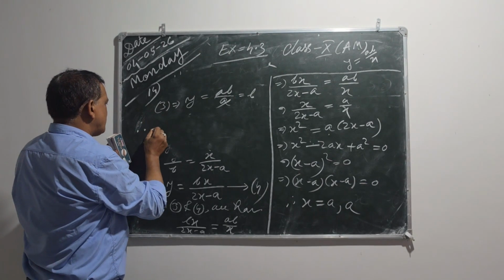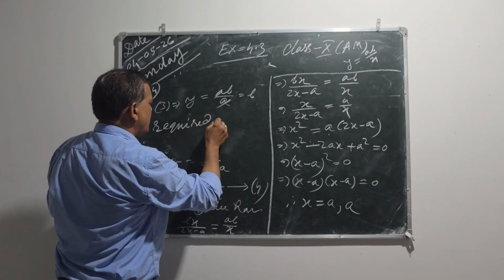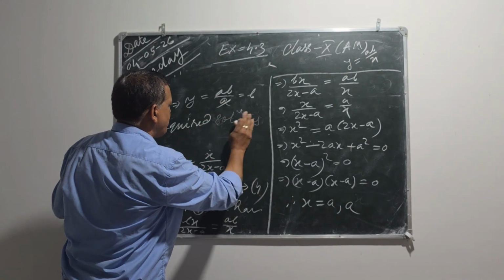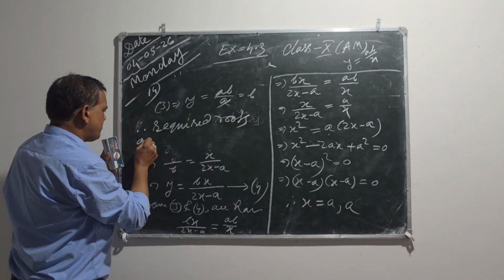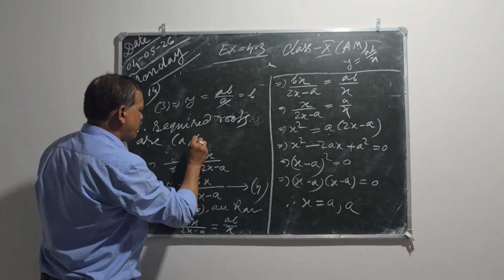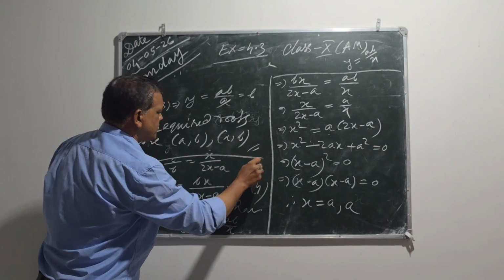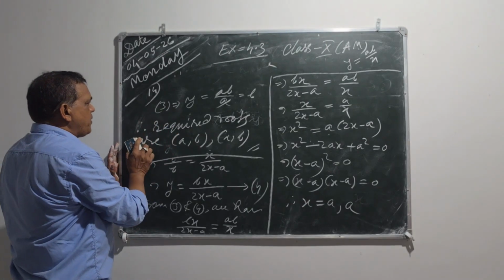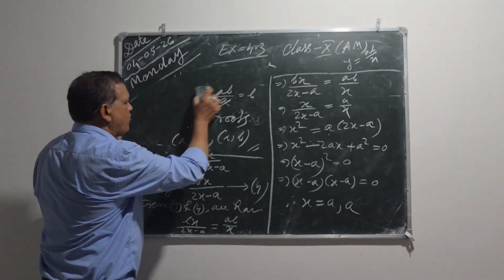Therefore, the required solution, or required roots, are a comma b, again a comma b. That's all for this. So in this way, number 14 can be solved. Let us see the next question, number 15 now.